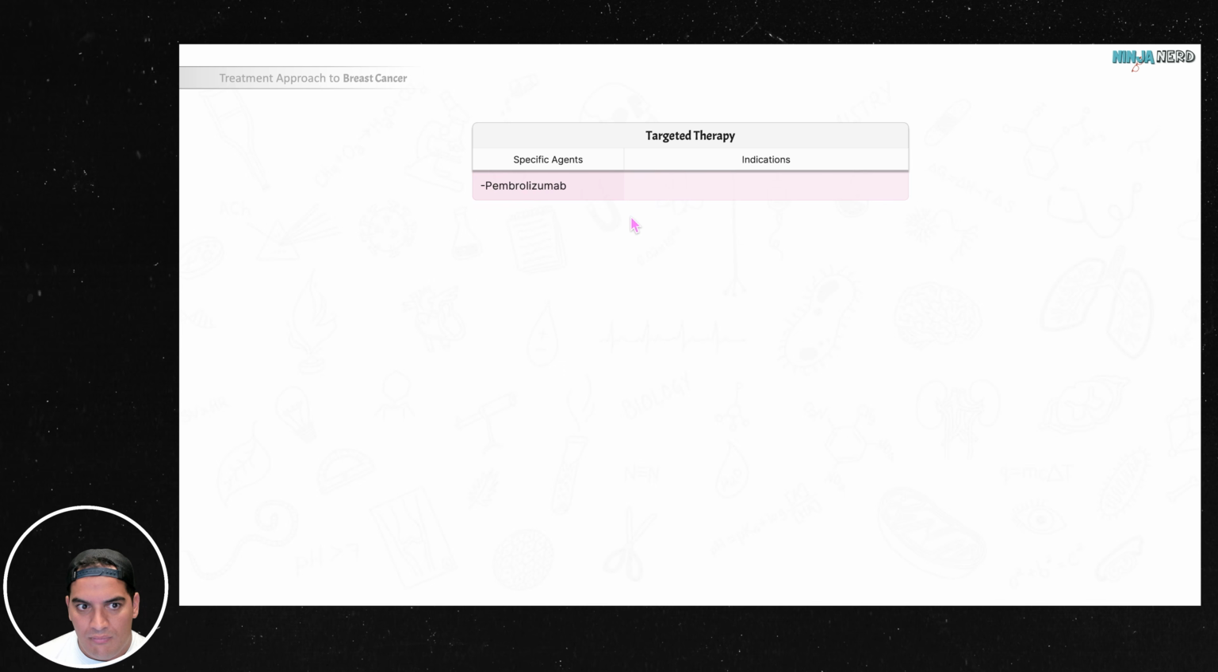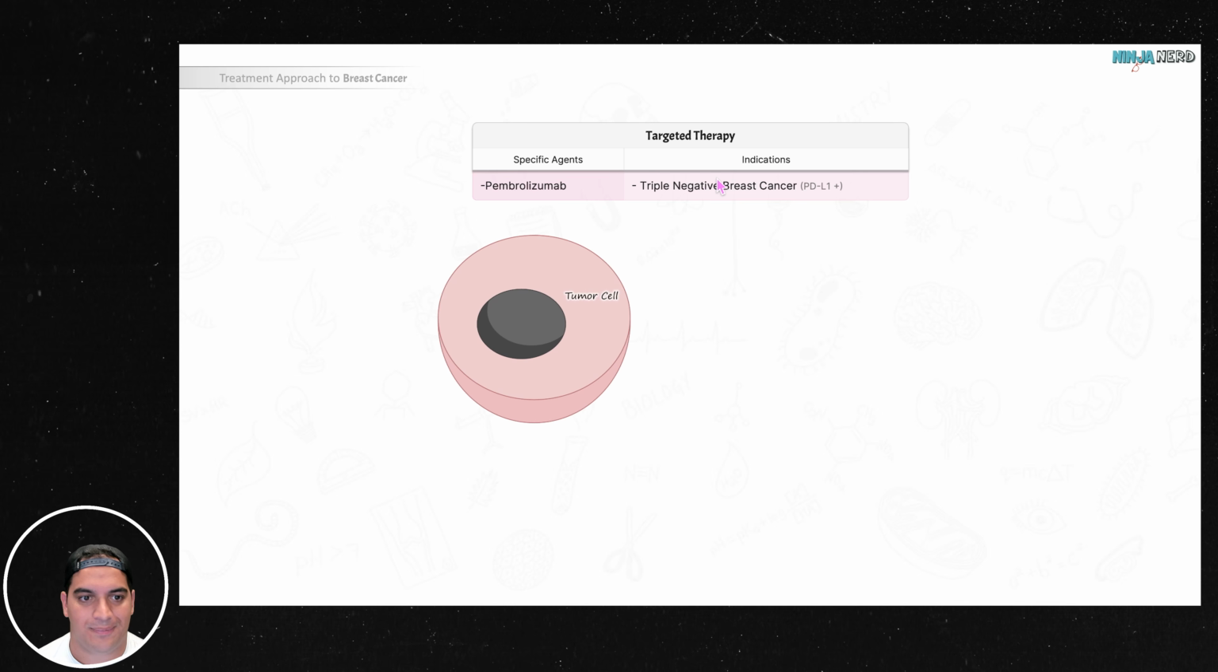Now, pembrolizumab is another one that we can consider. It's usually in triple negative breast cancer. So we'll check the PD-L1 and see if they have that high PD-L1 kind of activity. And that's really going to play a big role in how we're going to treat this patient, right? So pembrolizumab is really going to be something that we give chemotherapy and pembrolizumab for triple negative breast cancer.